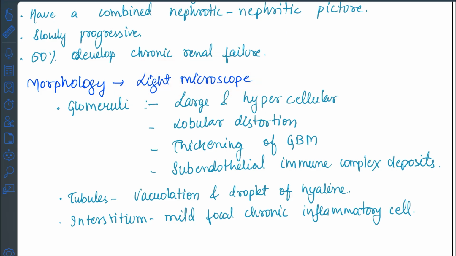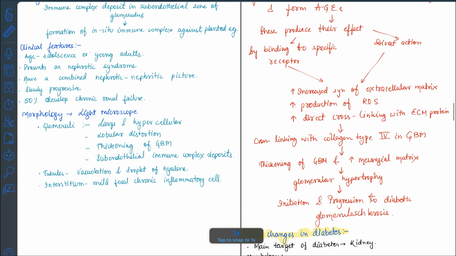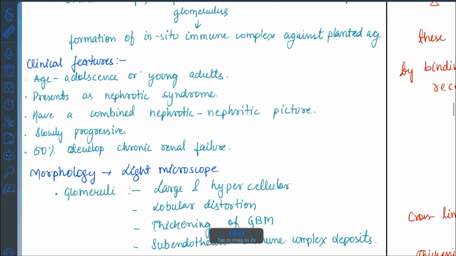Now the morphology. Under light microscope, we can see that the glomeruli appear to be large and hypercellular. There is lobular distortion. Thickening of the basement membrane of the glomerulus is seen, and we have seen that there is subendothelial immune complex deposit. In the tubules, there is vacuolation and droplets of hyaline seen, and in the interstitium, mild focal chronic inflammatory cells are seen.